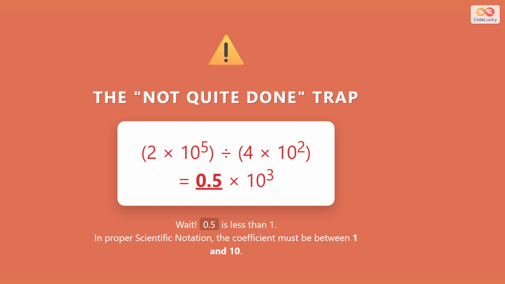Sometimes you might get an answer that looks right but isn't quite finished. For example, 2 divided by 4 gives you 0.5. If you just write 0.5 times 10 to the 3rd, it is technically correct math, but it is not proper scientific notation because the coefficient must be at least 1.